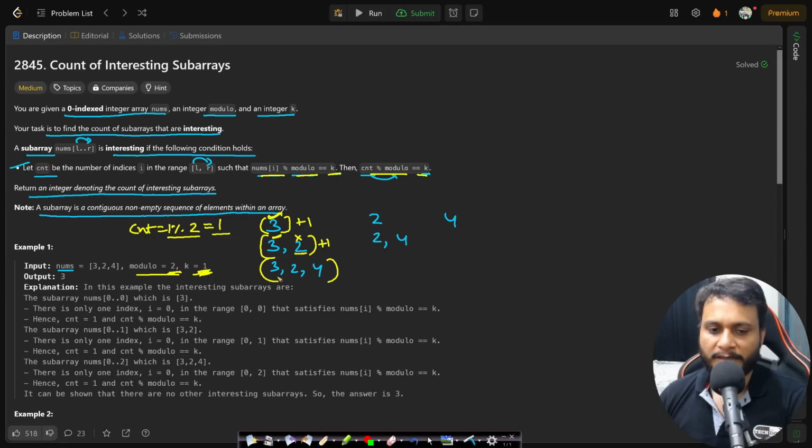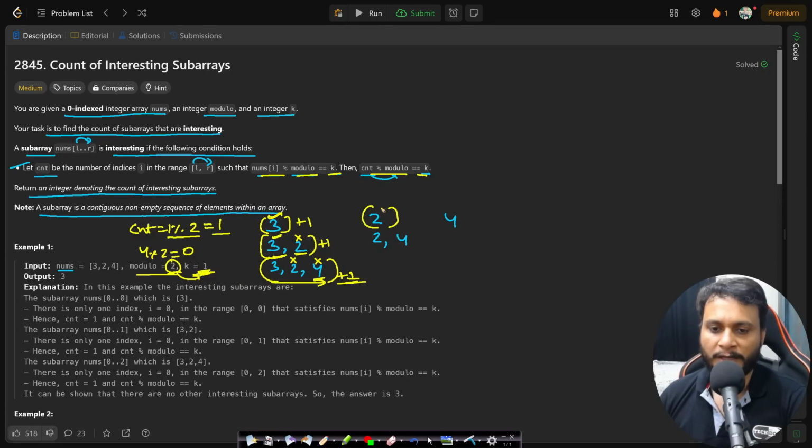If you look at this subarray 3, 2, 4, 2 is not an interesting element, 3 is an interesting element, and 4 is also not an interesting element, because 4 mod 2 is equal to 0, and that is not equal to 1, right? So definitely the number of interesting elements in this subarray is 1. 1 mod 2 is 1, and that is why it will contribute 1, because this is an interesting subarray.